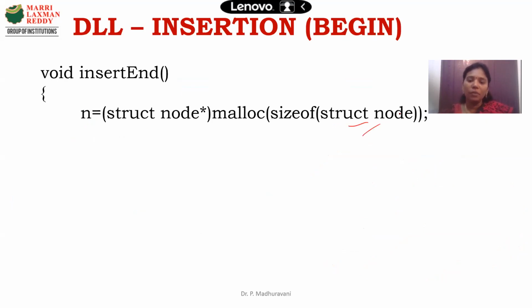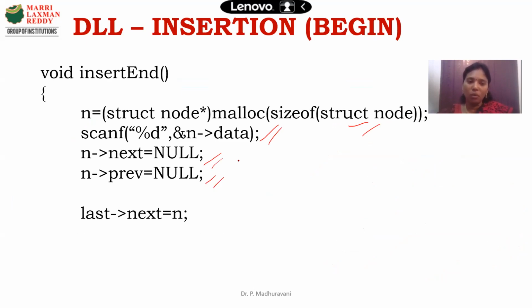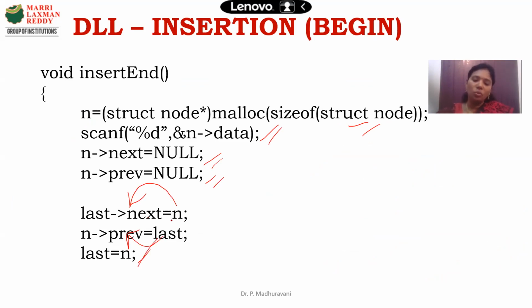Just allocate memory for the node structure, insert the data value and make the next part null and the previous part null. Now we are ready with the new node. Attach this node at the end of the list just by giving the forward link, holding the address of n in the next part of last, and then give the previous link by storing the address of last in the previous part of n. Now move last to the new node. This is about the insertion at the end of the list.